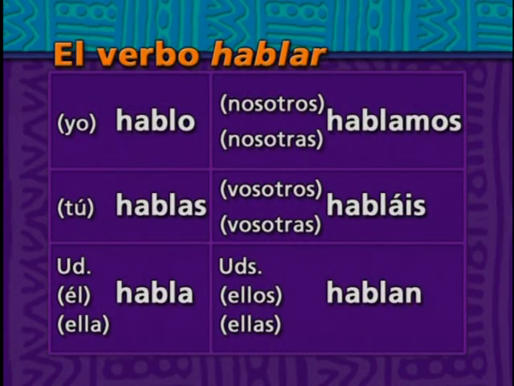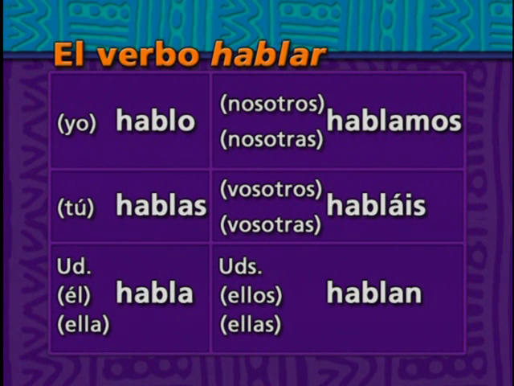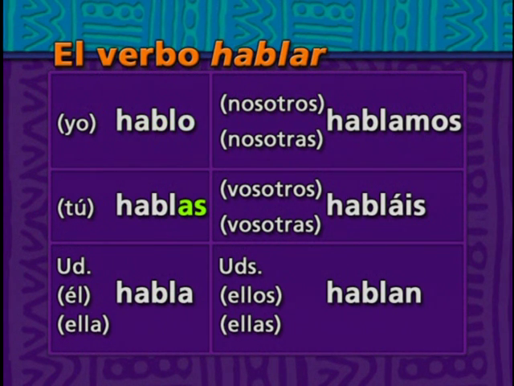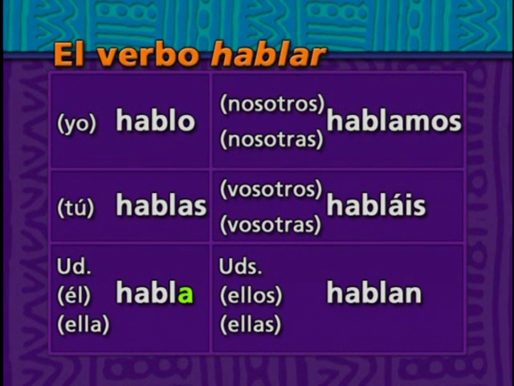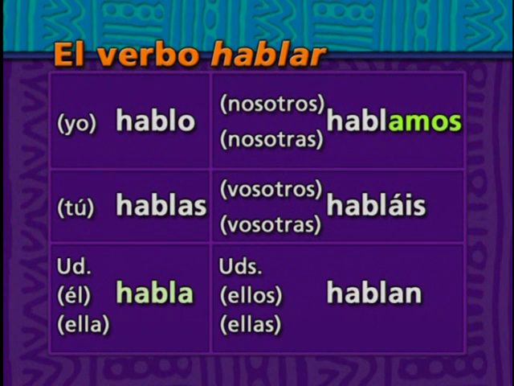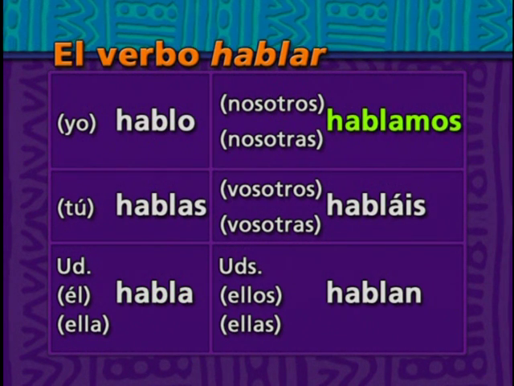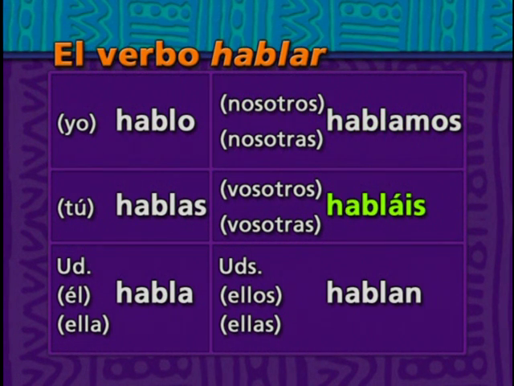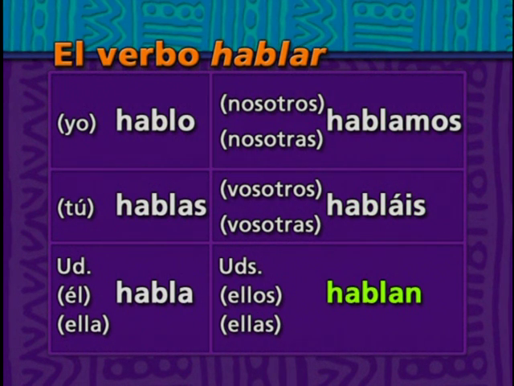The verb hablar means to speak. When we use hablar, we remove the AR and add the endings. In the present tense, they are o for the yo form, yo hablo, as for the tú form, tú hablas, a for the usted, él, and ella forms, él habla, amos for the nosotros, nosotras forms, nosotras hablamos, ais for the vosotros, vosotras forms, vosotros habláis, and an for the ustedes, ellos, and ellas. Ellas hablan.